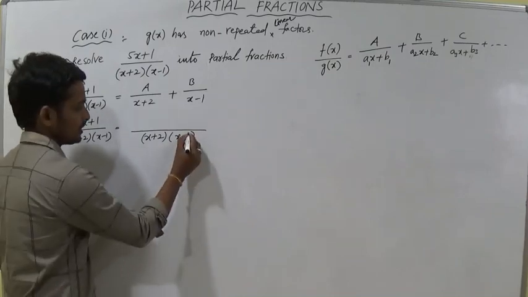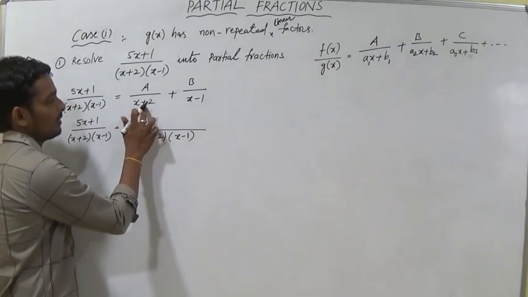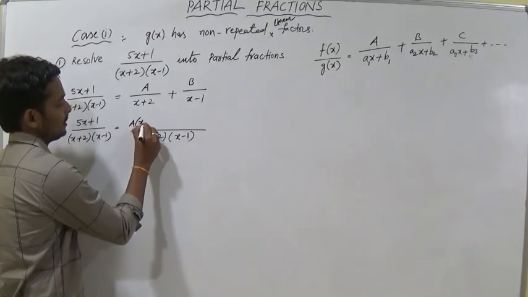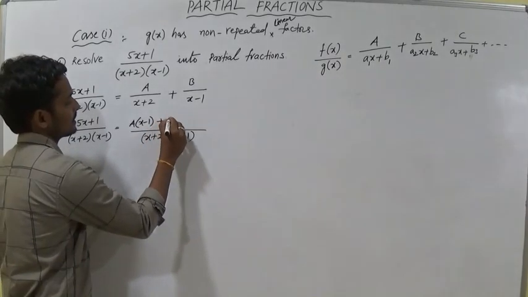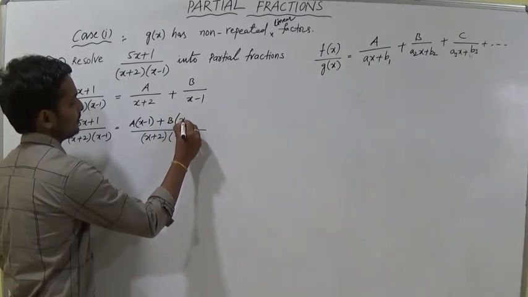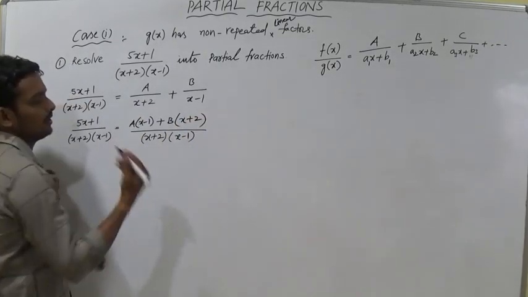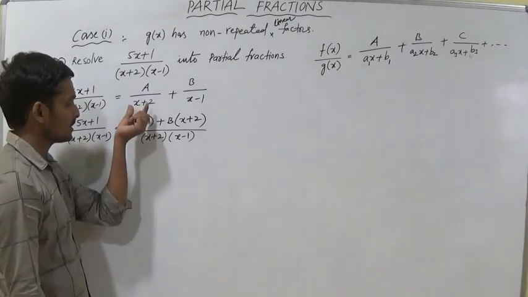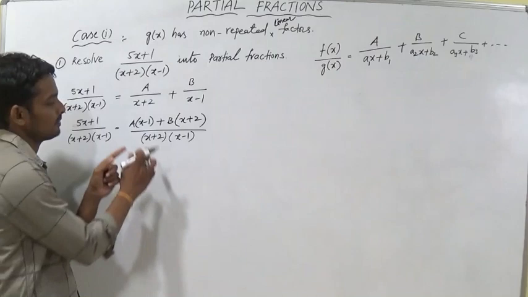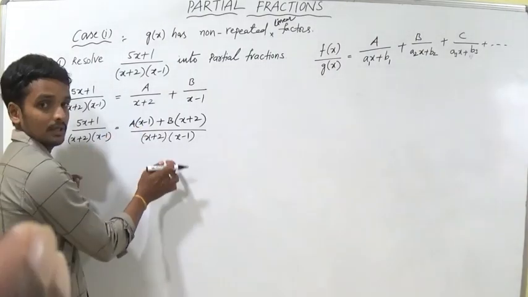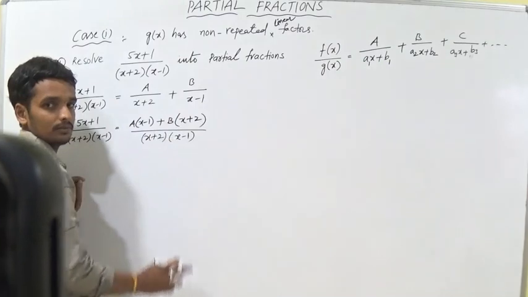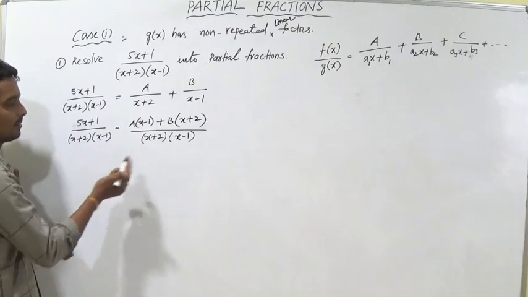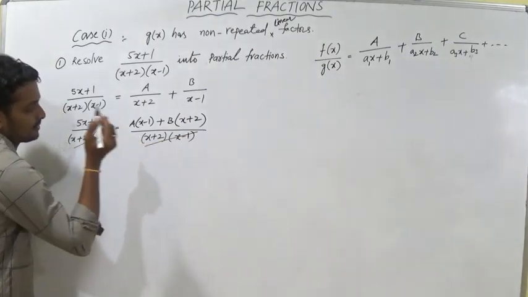Did you understand this? So now we can compare. We have x+2, there is no x-1, so we should multiply with A. A times (x-1) plus B times (x+2). Did you understand this step? Here the denominators are x+2 and x-1. For the first denominator x+2, there is no x-1, so A into (x-1), plus B into (x+2). If you observe, both LHS and RHS denominators are the same, so you can cancel the denominators.